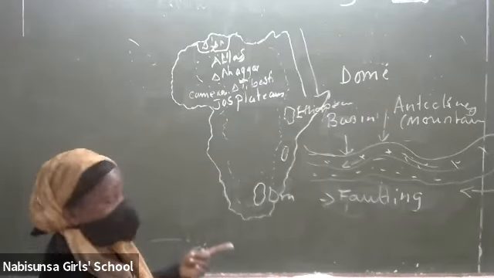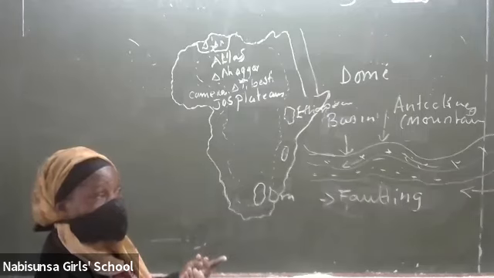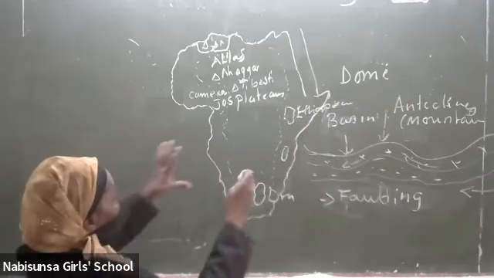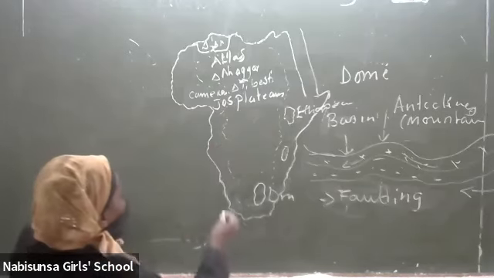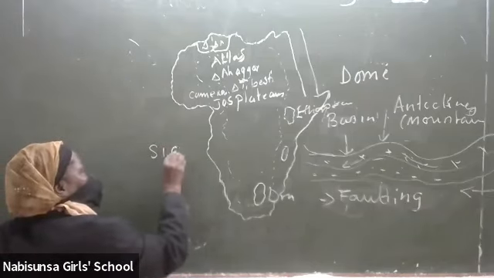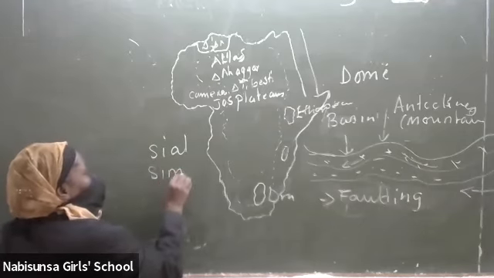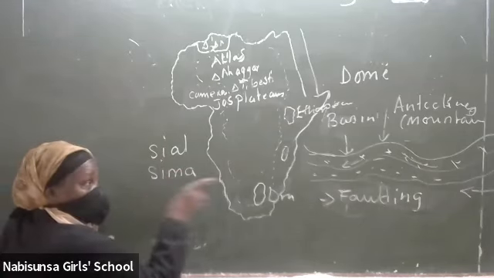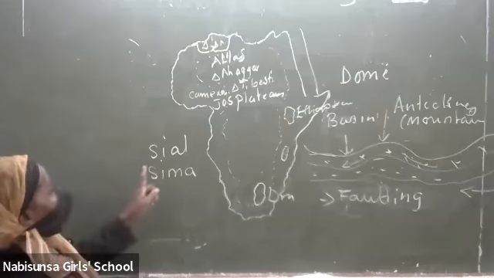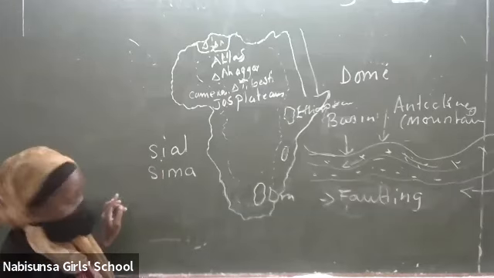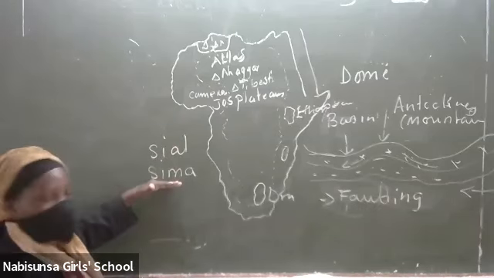You remember Sial and Sima? Sima, not the name of the person. We said that we have two types of material making up the rocks within the Earth's interior. One is Sial. Don't call it sand. Sial, and then the other one is Sima. Not your friend, but these are materials which are making up the rocks within the Earth's interior. And they are saying that this one is lighter than this one. And in most cases, this one sits over this one.